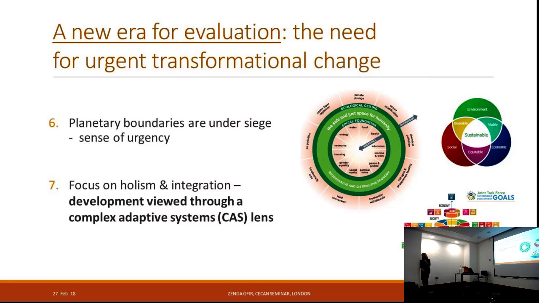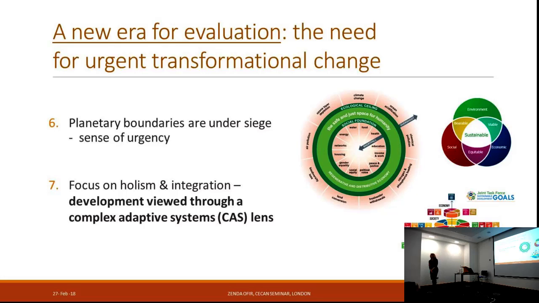So the point is we all need to develop. Next point then is that, as we know, there's an urgency now that there hasn't been some decades ago. There's an urgency, we understand much more about the global challenges that we all face. And so our planetary boundaries are actually under siege.